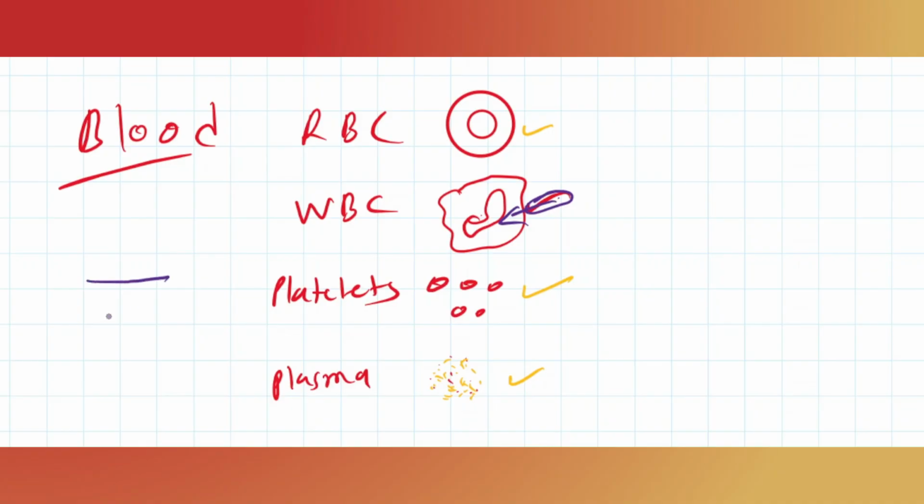For example, if this is our blood vessel and there is some injury, what happens? To prevent this blood loss, the platelets assemble over here and form a clot with the help of the protein fibrinogen, which forms fibrin, a network-like structure that prevents the flow of blood from the blood vessels during any kind of injury.